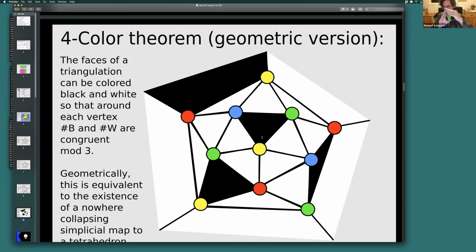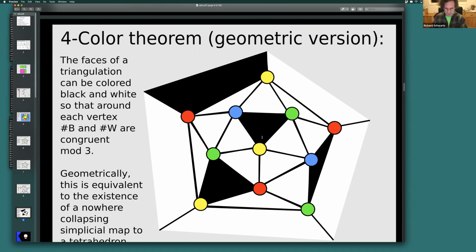And if you start looking at what your map does around a vertex, it has to wind an integer number of times around. And so when it's going backwards by 1/3 whenever it is black, and forwards by 1/3 when it is white, in order to get an integer winding number around each vertex, you have to have black minus white divisible by 3.